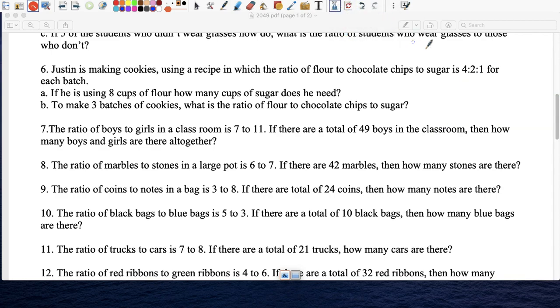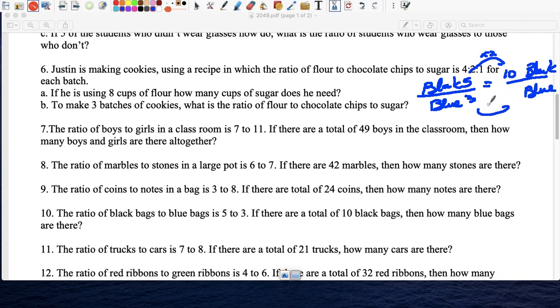10, I'll finish this, black and blue. So black bags is 5, blue is 3, so there's my one ratio. On the other side, let me set up the other ratio for black and blue. It says if there are a total of 10 black bags, how many blue bags are there? Well, times 2 obviously, times 2 at the bottom, so that means it's 6.